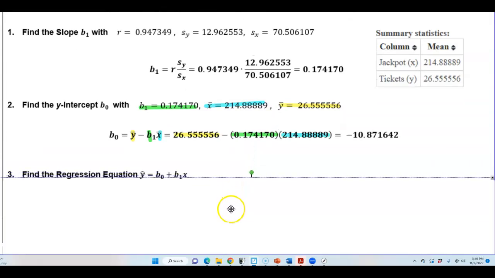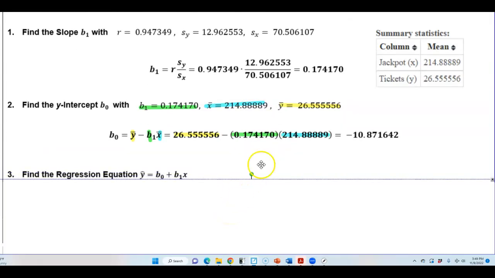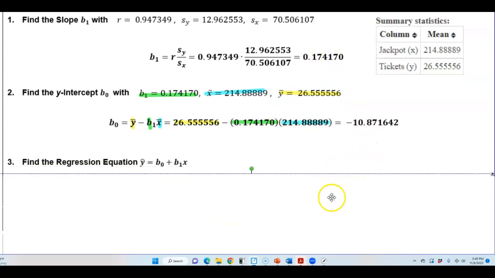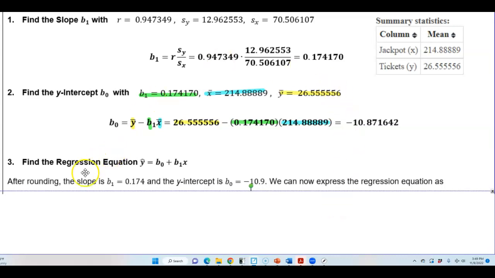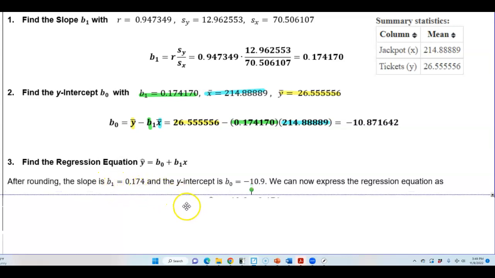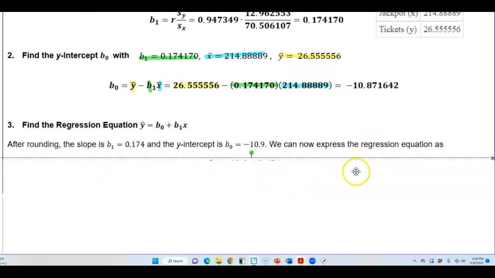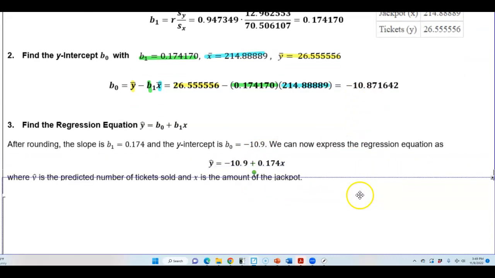Now what we want to do is find the regression equation. So we're going to round both of these values. If we round the slope to 3 decimal places, we get b subscript 1, which is equal to 0.174. And if we round the y-intercept to 1 decimal place, we get b subscript 0, which is equal to negative 10.9. We can now express the regression equation as follows.